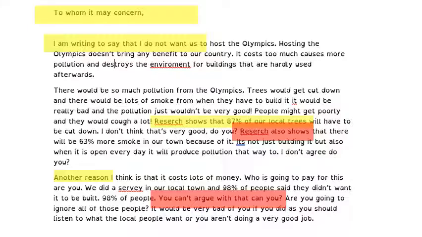We've then got another yellow bit. This is a good bit. "Another reason." So this pupil is using connectives to join their ideas together. So they've got a little bit of fluency between their ideas there. "You can't argue with that, can you?"